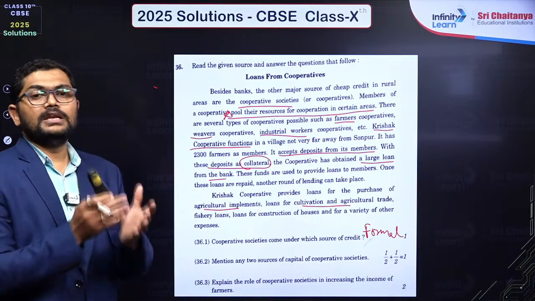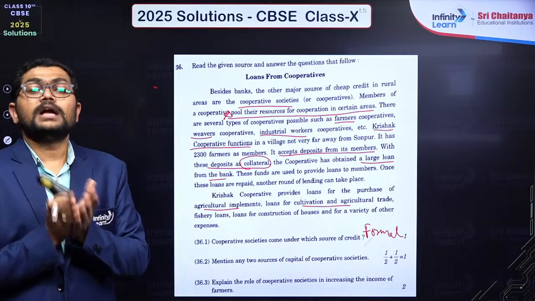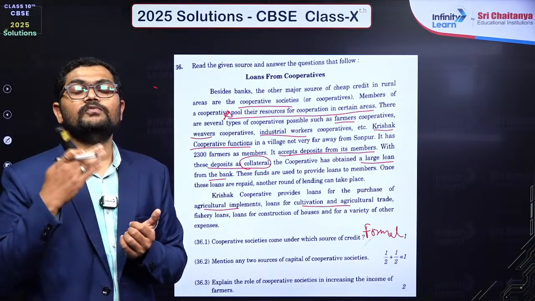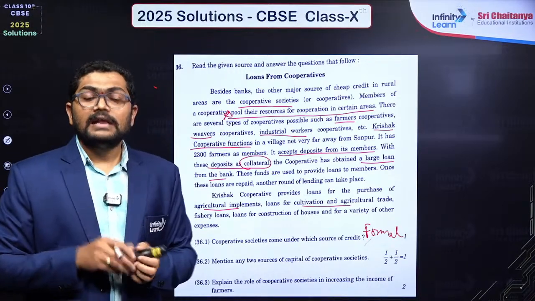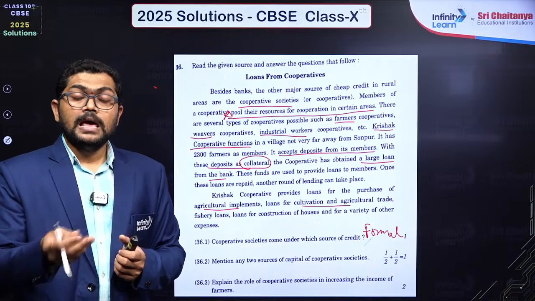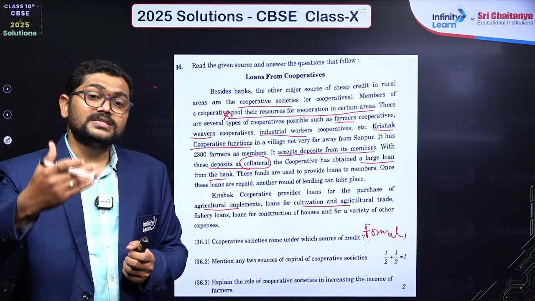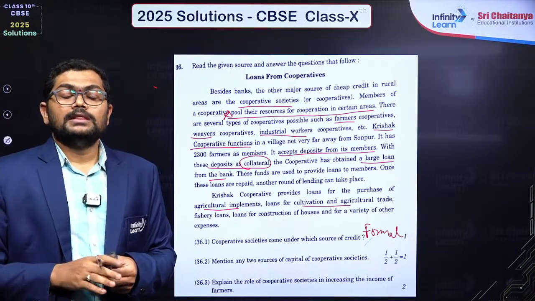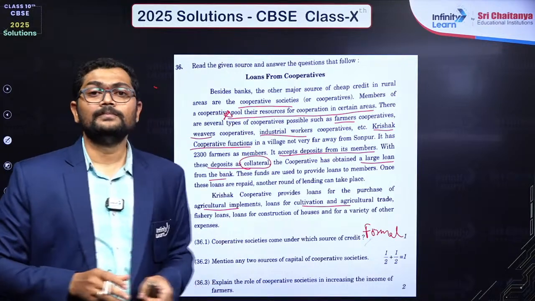Normally, the basic problem faced by the farmers is the lack of collateral. They do not have the collateral to avail the loan facilities from the bank. Now, with the help of the cooperatives, whenever they deposit money and pool their resources, the cooperatives use these deposits as the collateral and get the loan from the bank. So the farmers are bypassing the need for collateral with the help of the cooperatives.